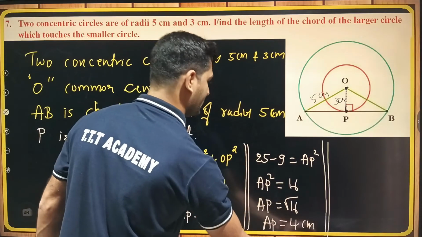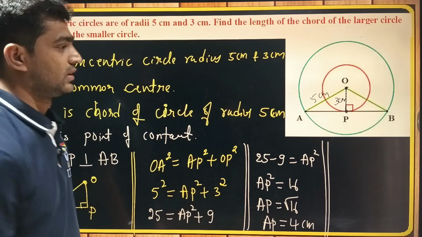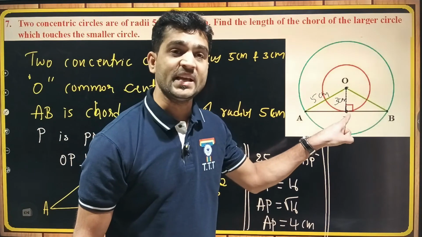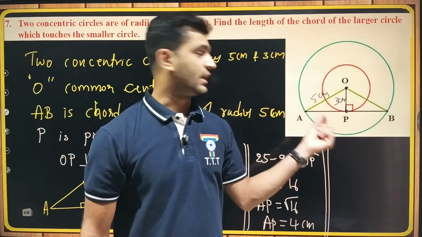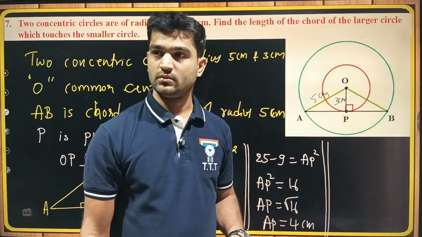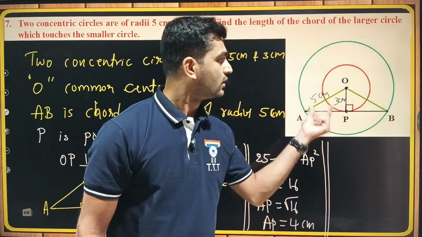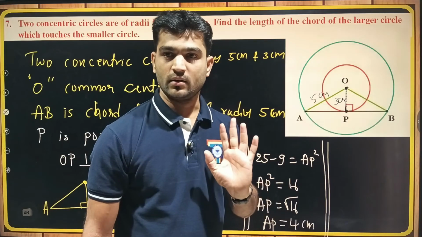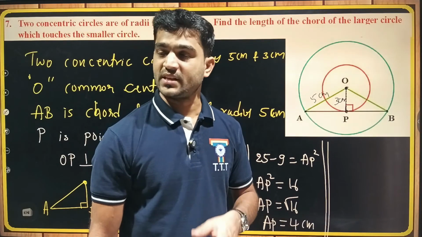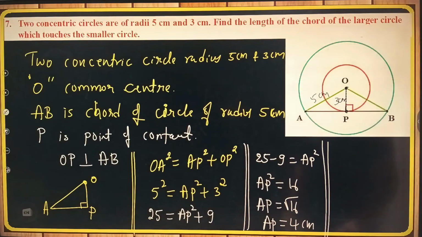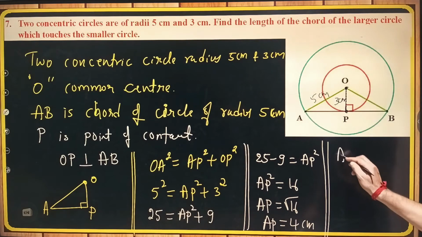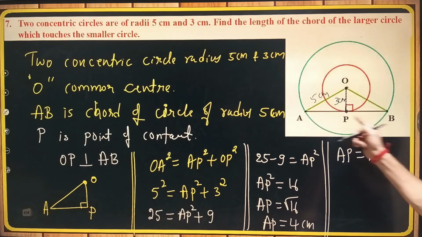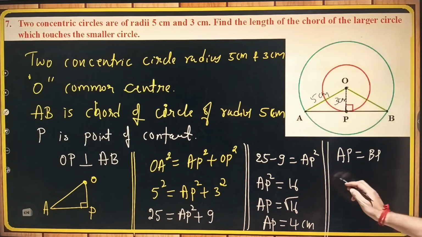If AP is 4 centimeter, what comes next? Even BP should be the same, because P is the midpoint of AB. So the length of AP and BP should be equal. Therefore AP should be equal to BP. Okay, but what I need is AB.